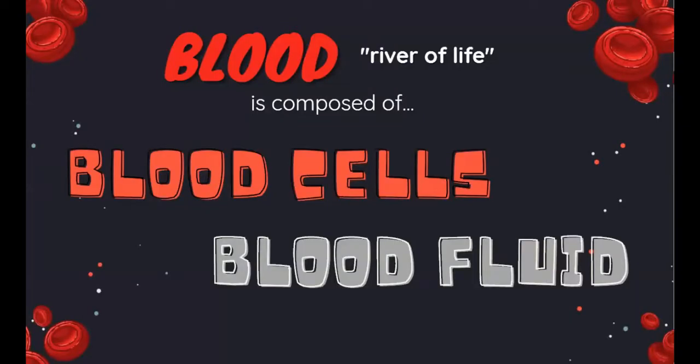Up next is blood. Blood is considered to be the river of life because of substances it carries. An adult human body contains about 5 liters of blood. When blood is examined with the naked eye, it appears to be a singular substance. However, blood is actually a mixture of blood cells, cell fragments, and fluids.